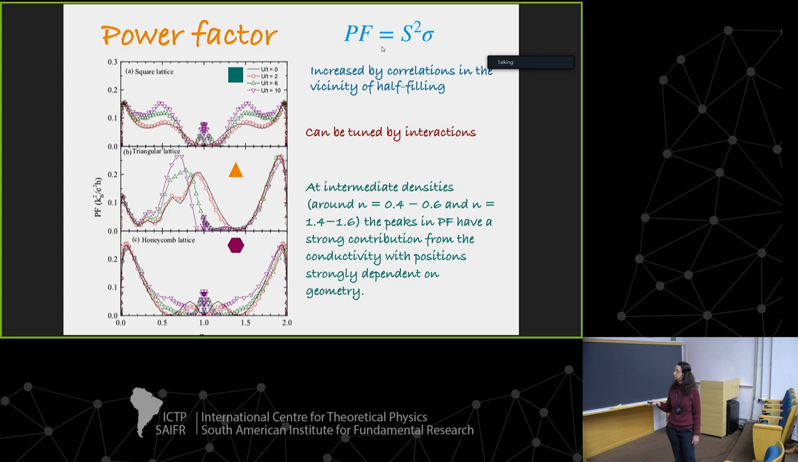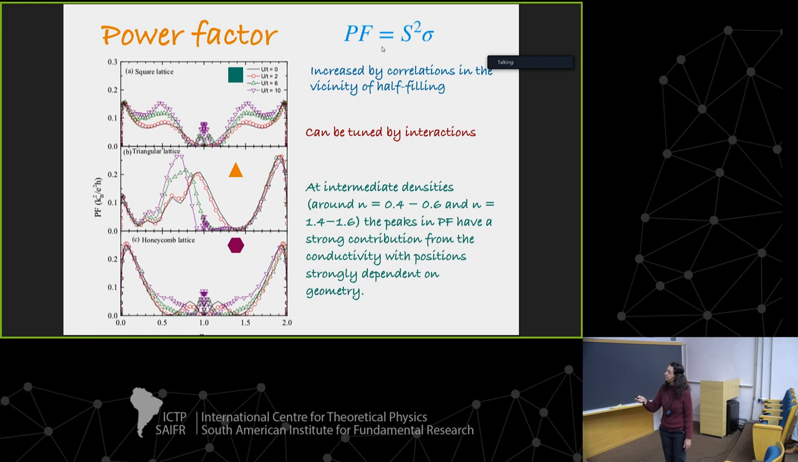So now I turn to the power factor. Here, the power factor, as I mentioned before, is the product of the Seebeck coefficient squared and the conductivity. So it's really a competition between the two effects. We know that at half filling, the conductivity is going to be zero in the Mott insulator cases when we increase U, and so this is going to push the power factor down in the vicinity of half filling. But we see in some cases that we have a spike very close to half filling, so these two quantities are competing to see where a peak is formed.